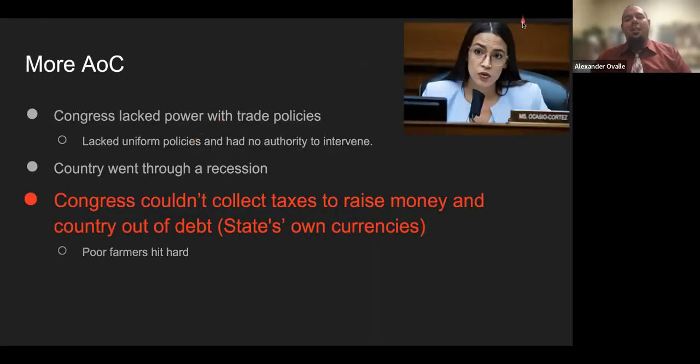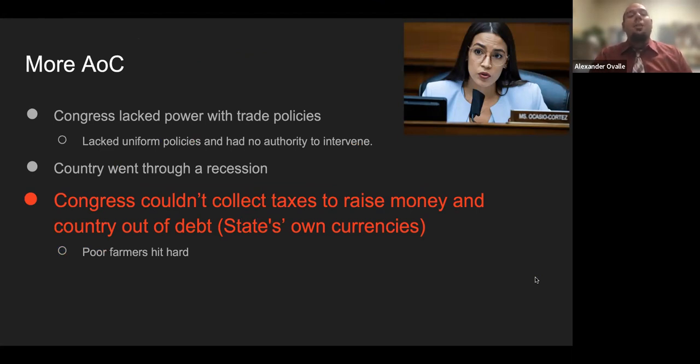More AOC. Oh, you can't see here because of my face. Here you go. Not talking about the politician AOC. The Articles of Confederation: Congress lacked power with trade policies. They lacked uniform policies and had no authority to intervene.